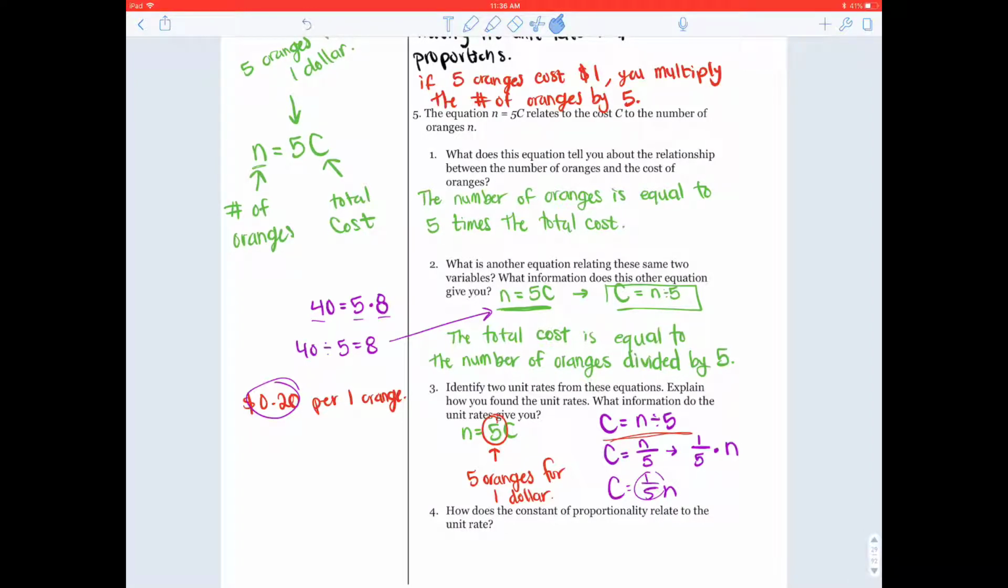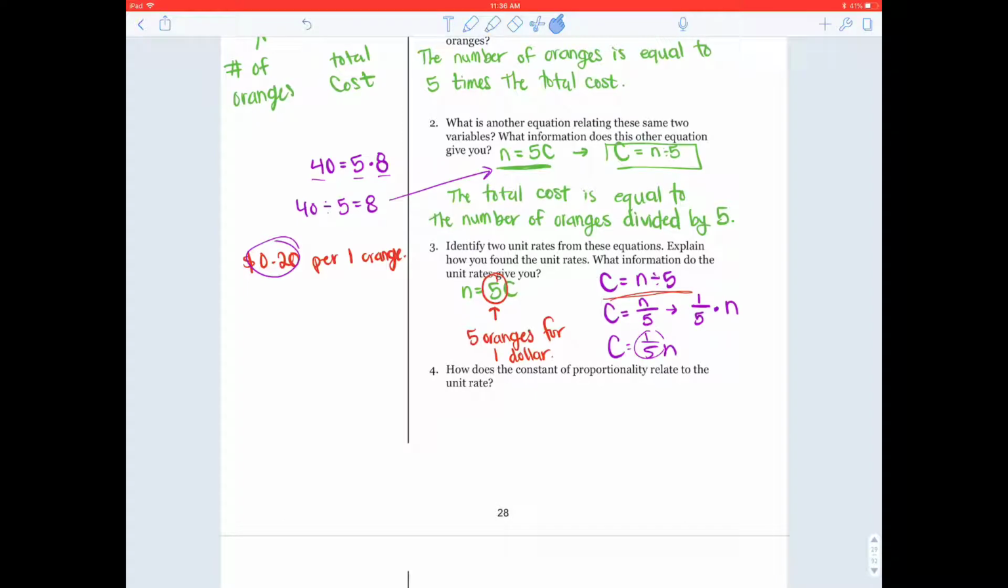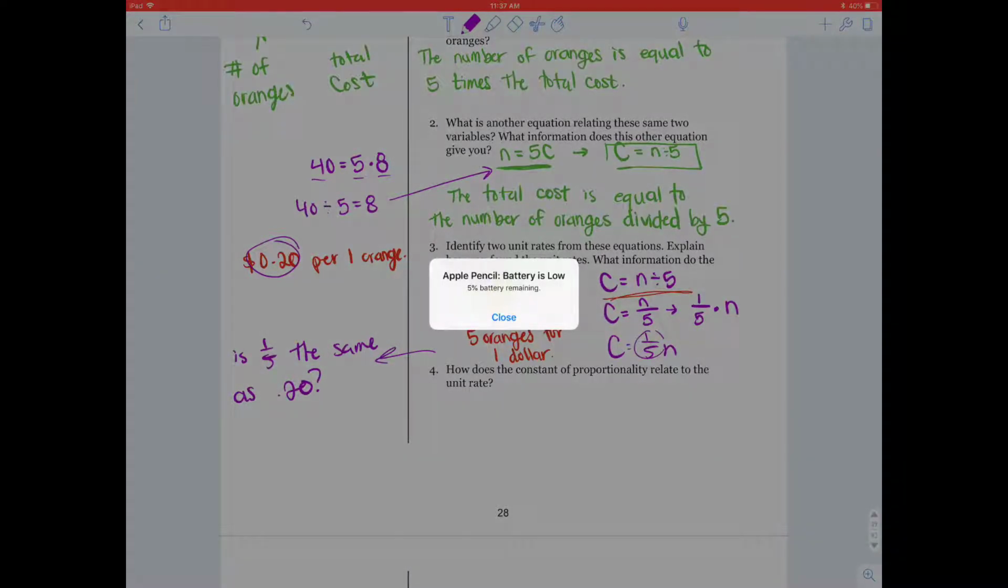Well, let's talk about that for a second. I'm going to be working over here in the column. Is 1/5 the same as 0.20, or 20 hundredths?